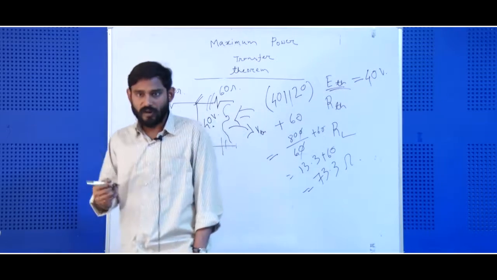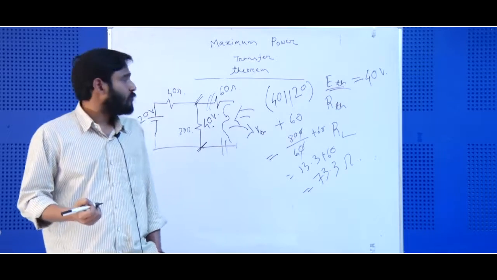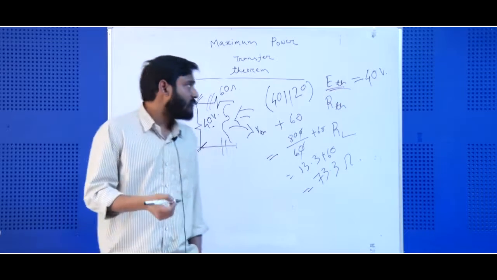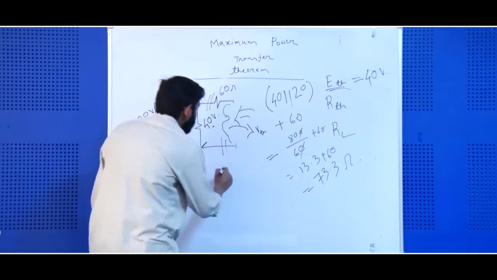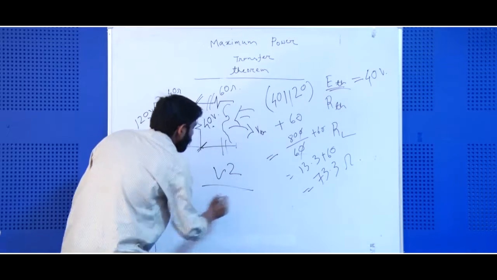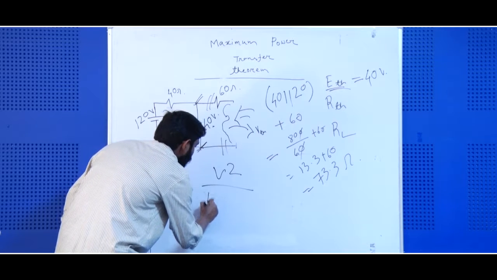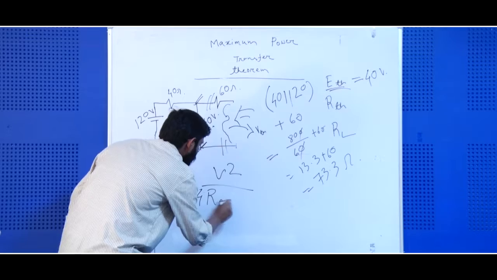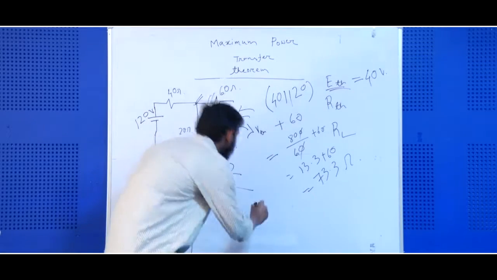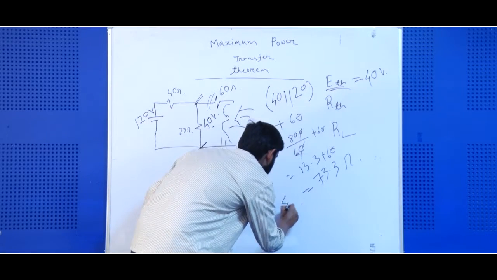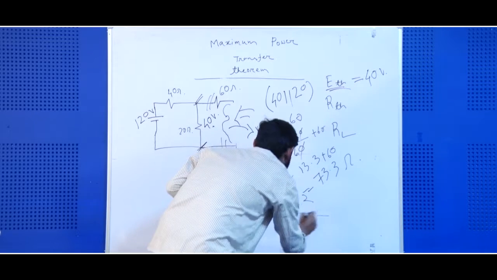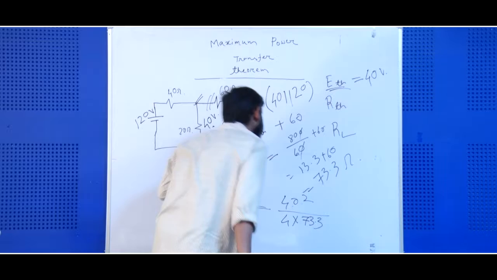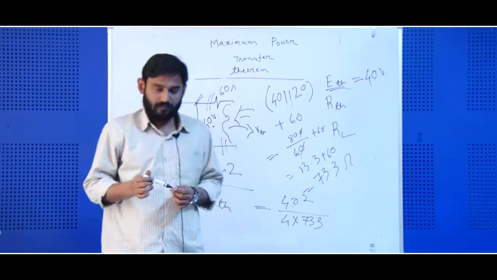Now, as we have found all the parameters needed to calculate the maximum power in this circuit, you can simply calculate the maximum power by applying this simple formula. That will be equal to 40 squared divided by 4 into 73.3.